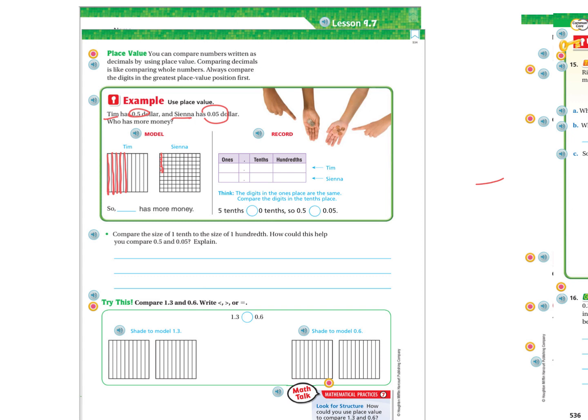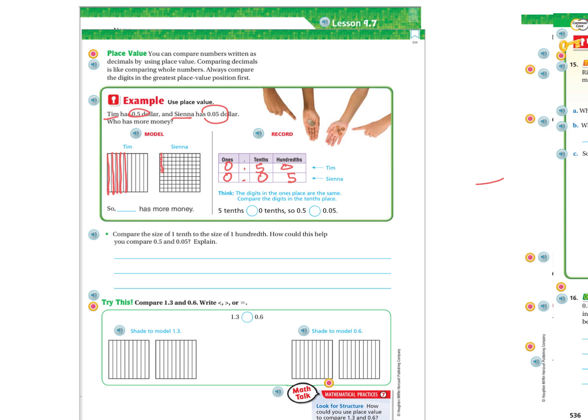So let's record Tim. We're going to put his, so we have 0, the same, decimal, the same, and 5 in the tenths, right? Okay, now we're going to do Sienna. So she has 0 in her ones, her decimal. She has 0 in the tenths, and she has 5 in the hundredths. We fill any blanks in with zeros. Okay, so that means we're going to put a 0 over here in the hundredths.